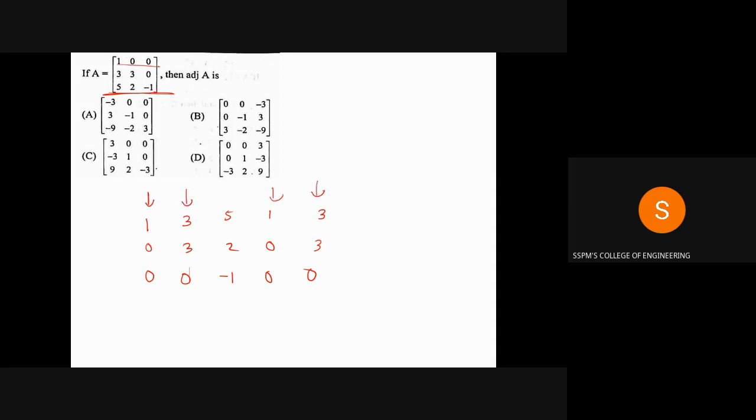Now repeat these two rows at the bottom. 1 3 5 1 3, and repeat this line at the bottom: 0 3 2 0 3. After this delete these two lines. Now we will find adjoint of A. How do you find adjoint of A? See, you have to take determinant of these elements in this manner.